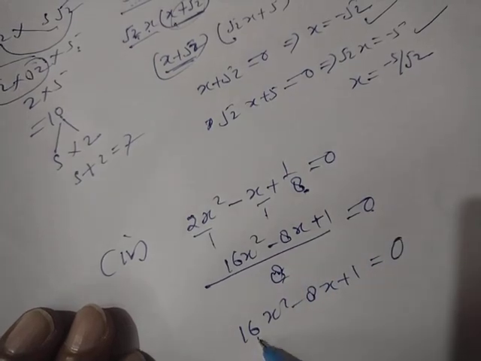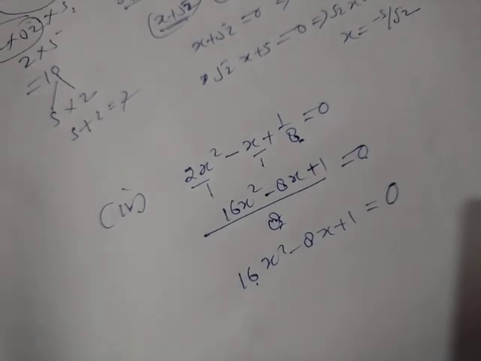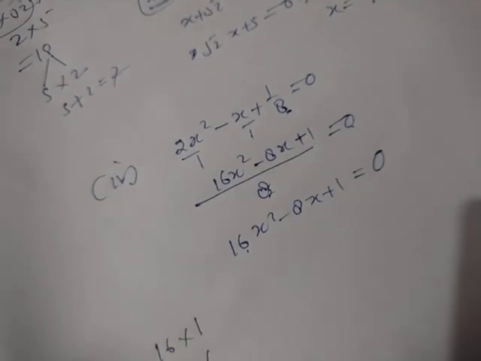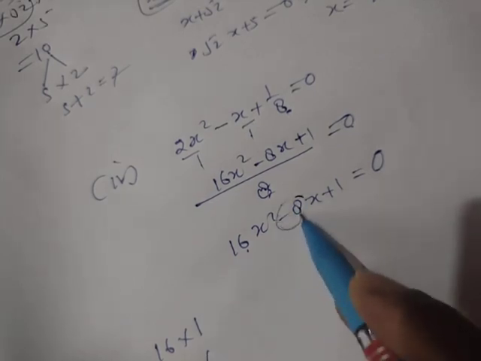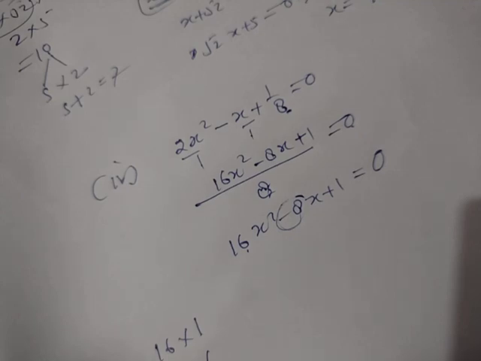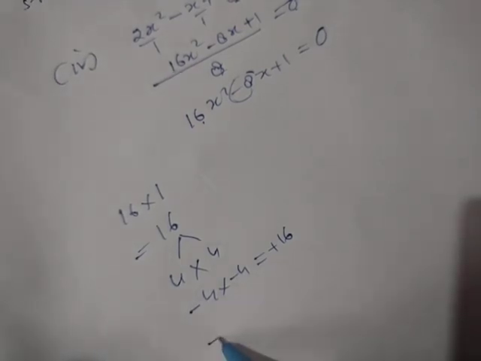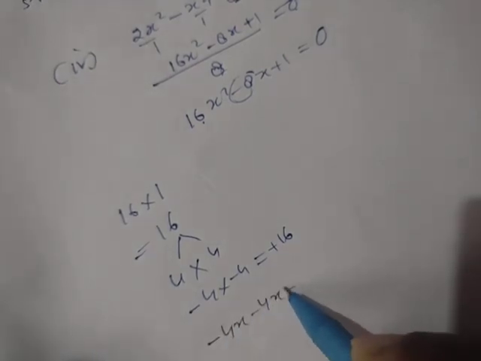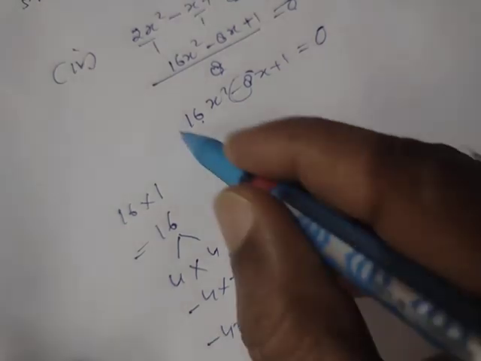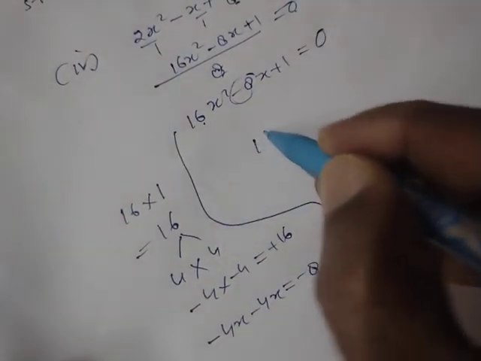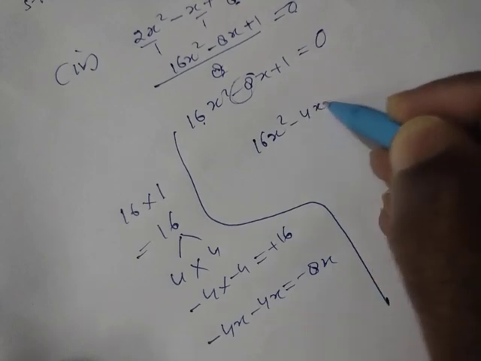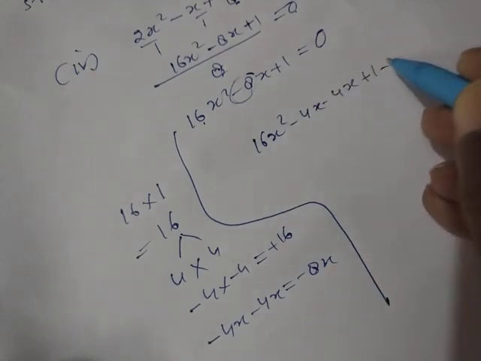Now you factorize. The coefficient of x square is 16, constant is 1. That is 16. And you take it as 4 into 4. Then you have to bring minus 8. So minus 4 into minus 4 will also be plus 16. Okay. So you can write here minus 4x minus 4x is equal to minus 8x. So 16x square minus 4x minus 4x plus 1 is equal to 0.